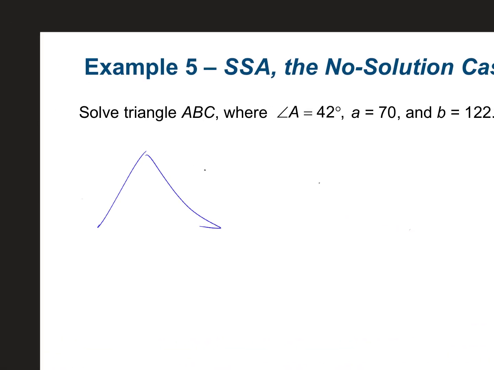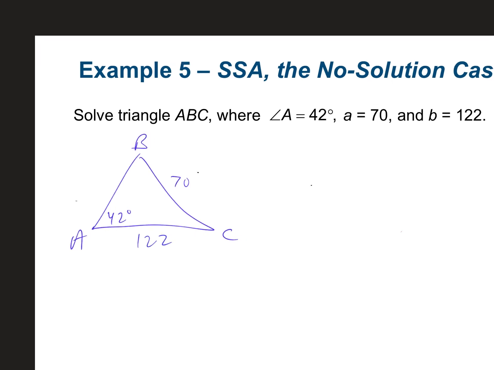But draw your triangle. All right, angle A, I got B, and I have C. So A is 42 degrees. Side A is 70, and side B is 122. So I'm given two sides and one angle, correct? That means I could have a possibility of two triangles. I could also have the possibility of just one, or I could have the possibility of none.